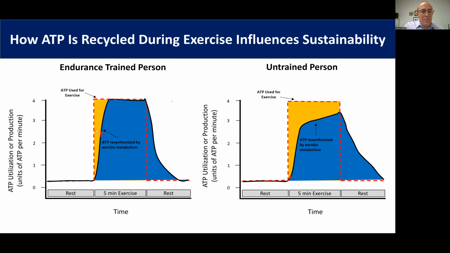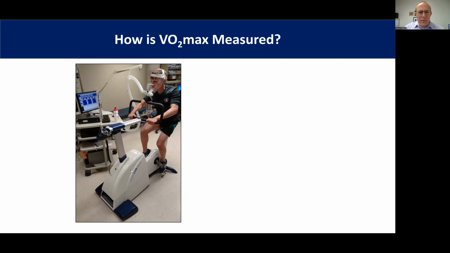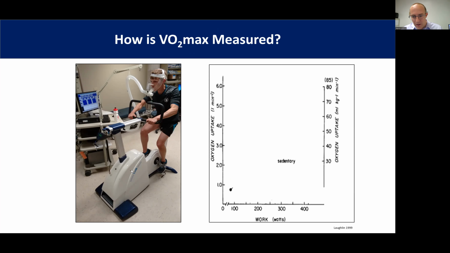So where your VO2 max lies determines how much of your ATP can be recycled aerobically. So how do we measure VO2 max? Generally, we do it in the lab. We'll have a person cycle on a fancy exercise bike or go on a treadmill, and we'll start them off at a low intensity of exercise and progressively increase. Here is a graph published by Harold Laughlin in 1999, illustrating oxygen uptake, or VO2, in liters per minute on one side, or VO2 in milliliters per kilogram of body mass per minute on the other.